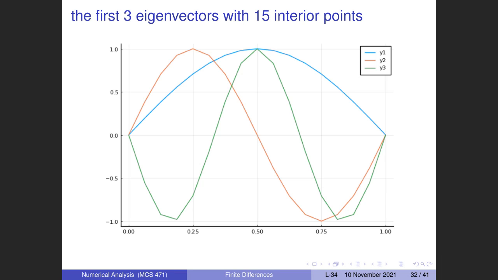Here is the plot that is made in the Jupyter notebook, where we are using 15 interior points. You can see that the first wave is approximated quite nicely. If you look very carefully, there are some pieces there, so it still is not completely smooth. You see that the 15 with the piecewise linear approximation is a little bit too coarse, but we approximate the shape of these first three basis functions rather neatly.